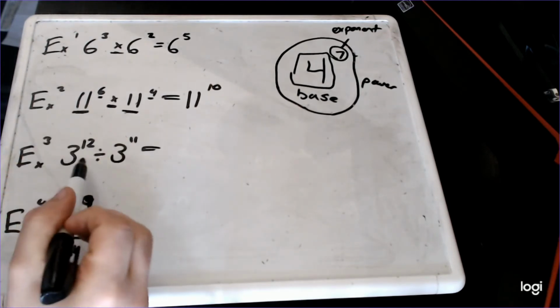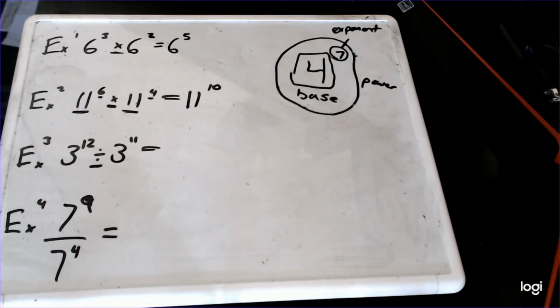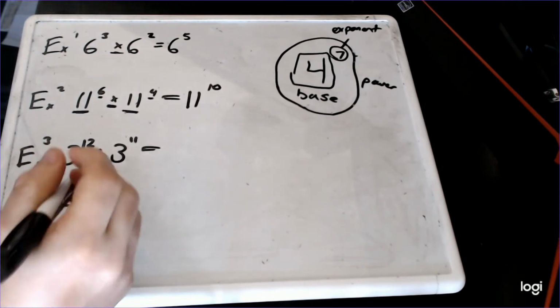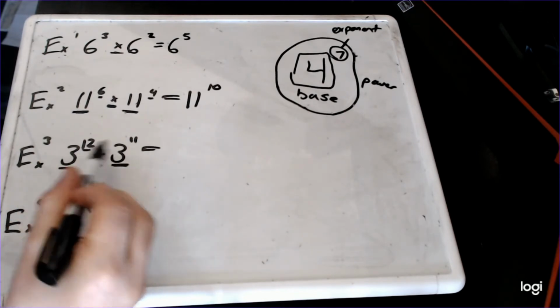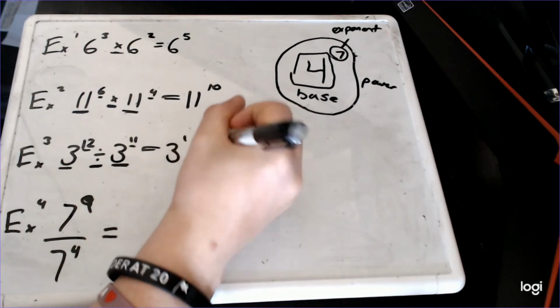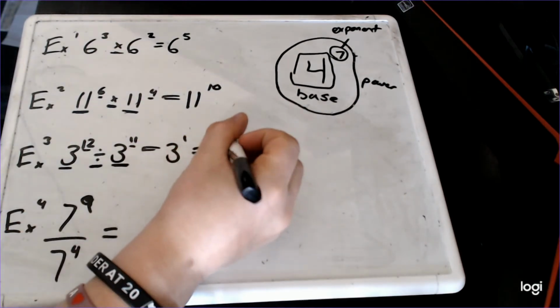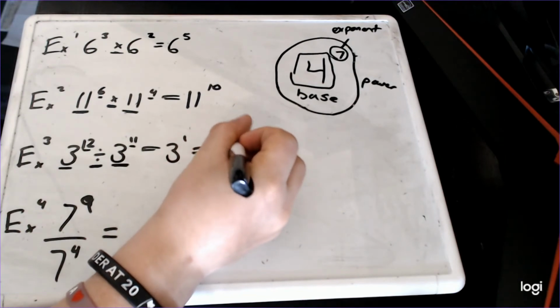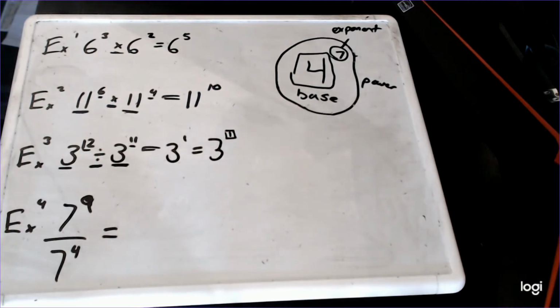Excellent. So next, I'm doing division. So that means I'm going to be subtracting my exponents. And do I have the same base? Yes, I do. So now I just need to do 12 minus 11. So 3 to the 1, which we can also just write as 3. Because we always imagine there's a little 1 here if there's no exponent written. Okay, excellent.